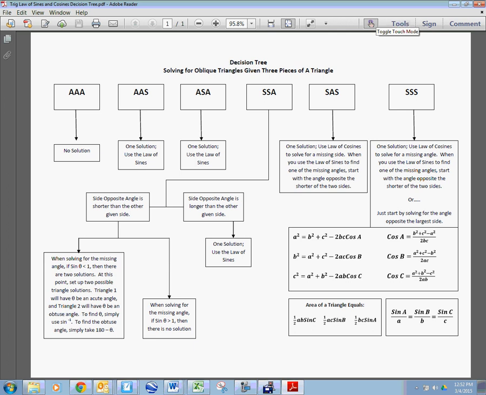Look at how we go down the decision tree. When you end up with that scenario, you go down here and it says, is the side opposite the angle shorter than the other given side? Or is the side opposite the angle longer than the other given side? We just talked about that. If it's longer, there's 1 solution. Use the law of sines. But if it's shorter, then you either got no solution or 2 solutions. That's what we're going to do today. We're going to do 1 of each, and you'll see how they play out, okay? So for your notes for the test, this is what you want to be able to navigate through. Does that make sense? Let's navigate.